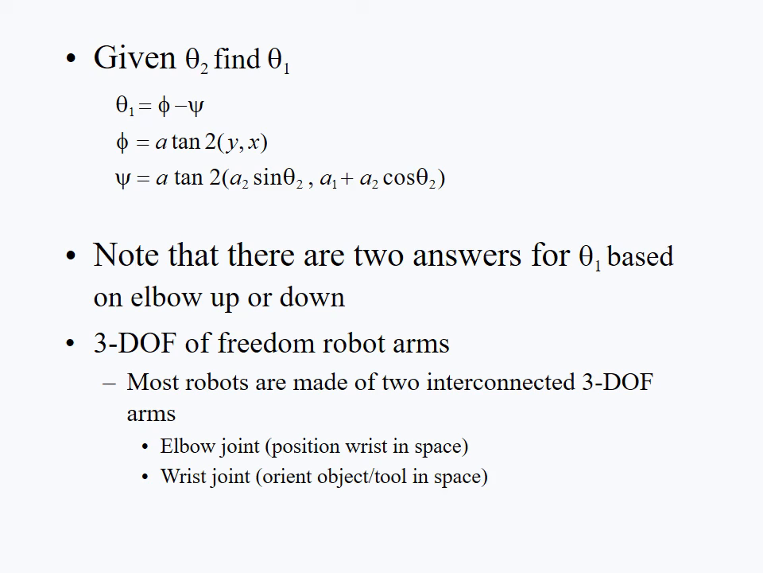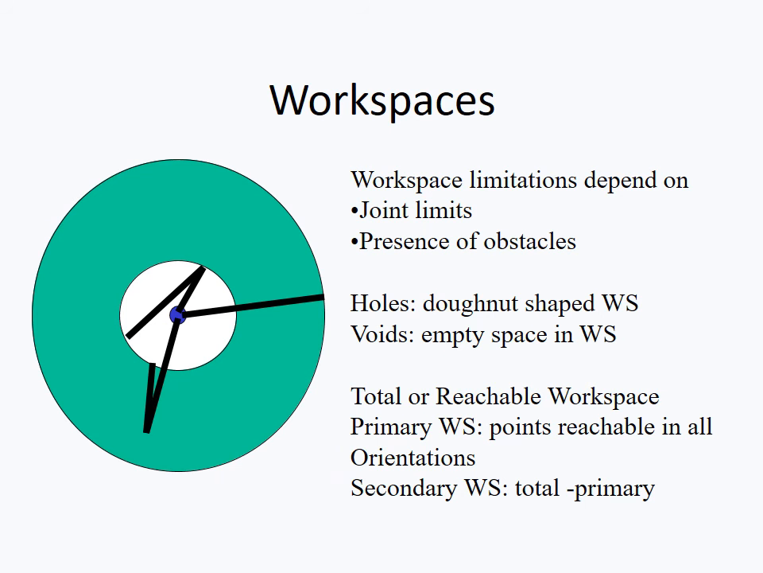Three-DOF robots are made of two interconnected joints, that is the elbow joint and the next. Workspace is limited depending on the joint limits and the presence of objects. For example, if we have joint lengths L1 and L2, the maximum workspace covered by the robot is L1 plus L2, and the minimum length covered by the robot is L1 minus L2. These are the main processes of forward and inverse kinematics.